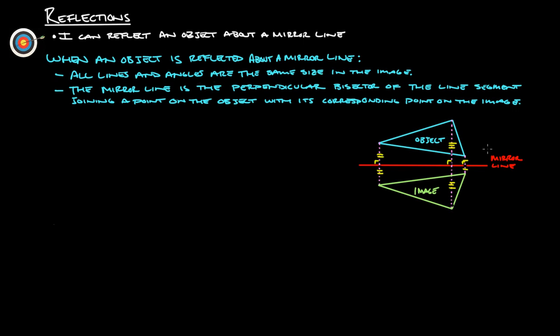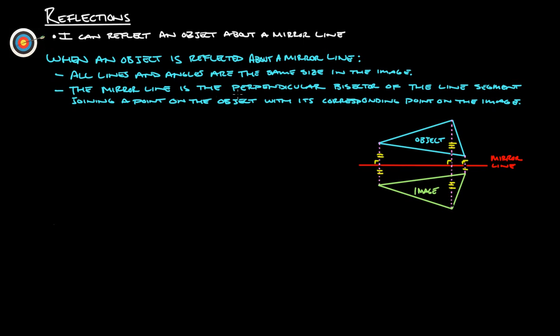in the image. So here's the object, and then that's the image. The object is also referred to as the pre-image. You start with this and you reflect it about this line here, and it turns into the image there. These angles here are all the same, and also these side lengths are the same. The only thing that's happening is it's getting reflected about this line right here.